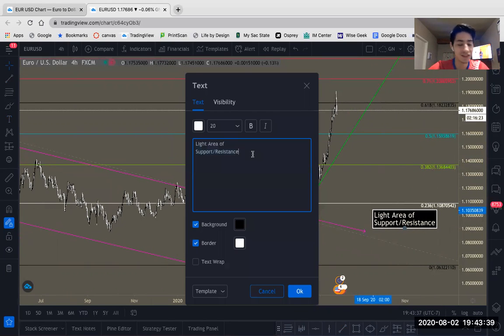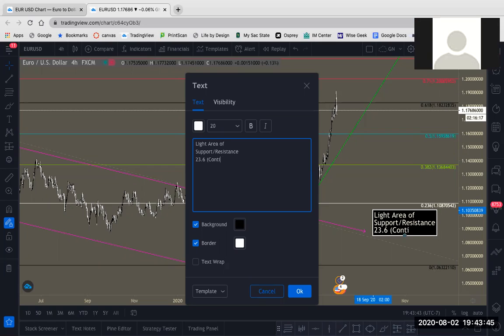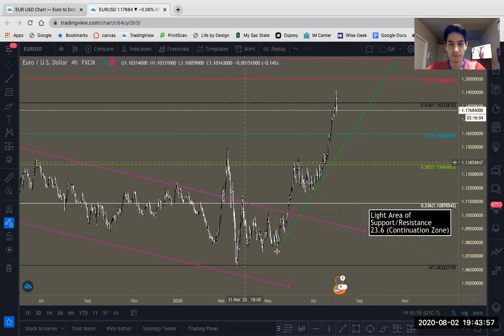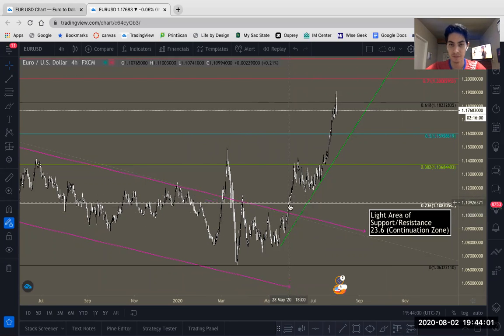It's also called the continuation zone. So 23.6, right, continuation zone, boom. This really just means that it does a lot of breaks and retests into the same direction, right? So if this is going up, it'll do a lot of breaks, retests, and continue on. That's what's called the continuation zone, right?